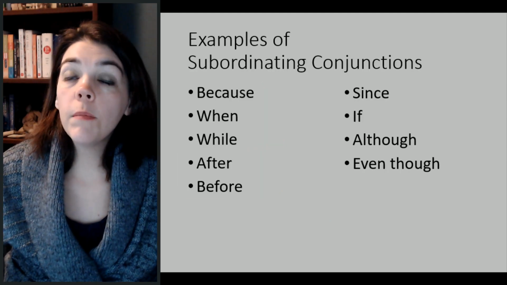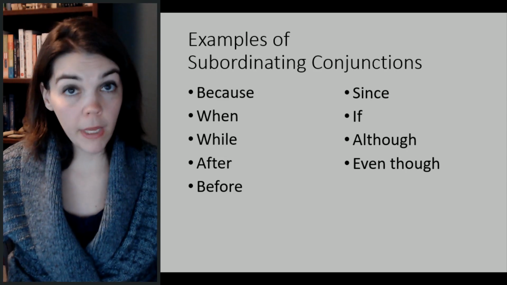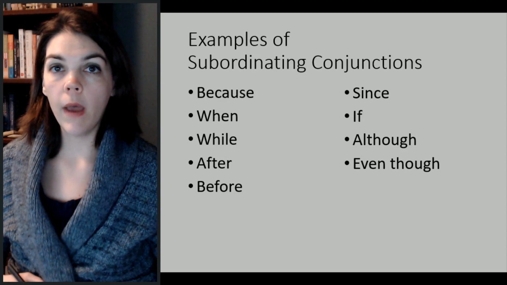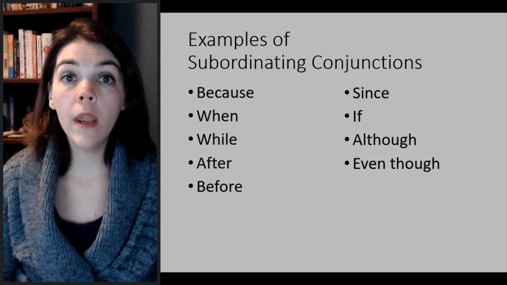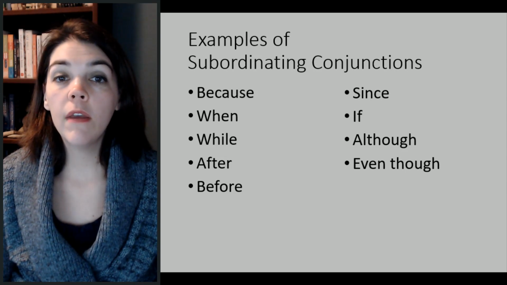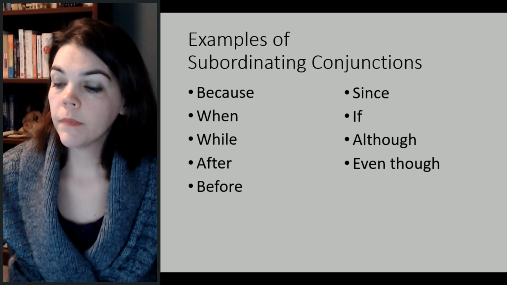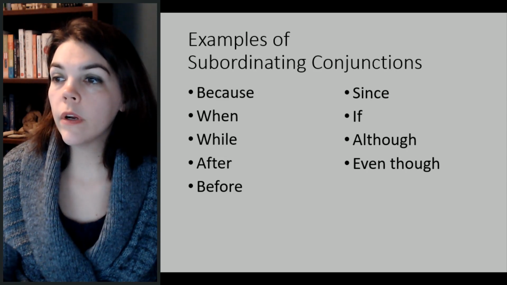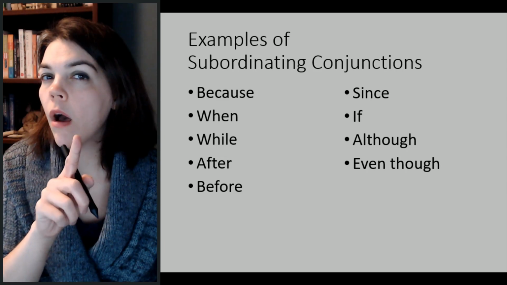All right, so subordinating conjunctions, here are some examples. These are very basic ones. I'm not going to give you all of them, but these are very, very common. So we have because, when, while, after, before, since, if, although, and even though. Okay. When we see these words, what we should think is, I see a dependent clause.